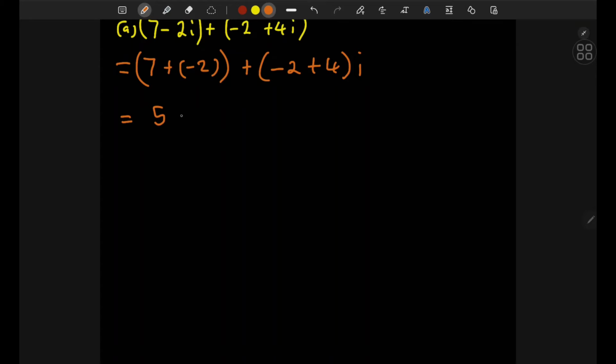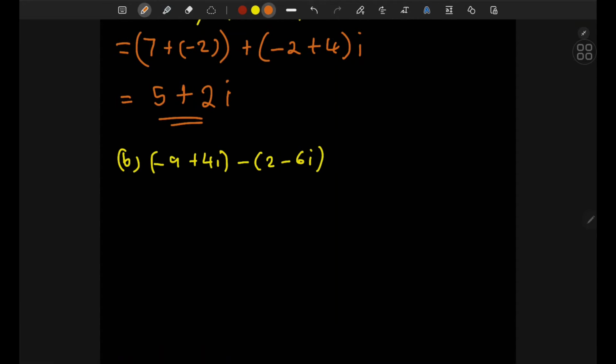And then negative 2 plus 4, we'll have 2. And i outside there. So now this is 5 plus 2i, and this is already in standard form, so we leave it as it is. We'll look at the other one for subtracting.